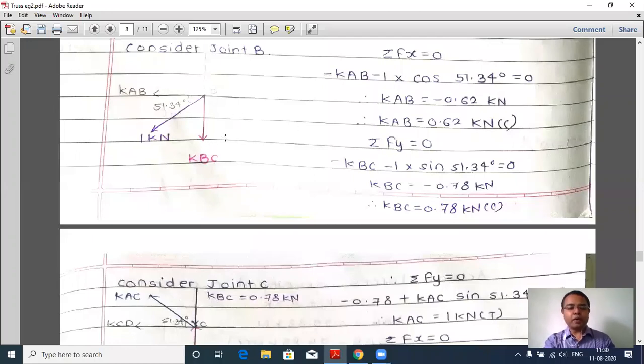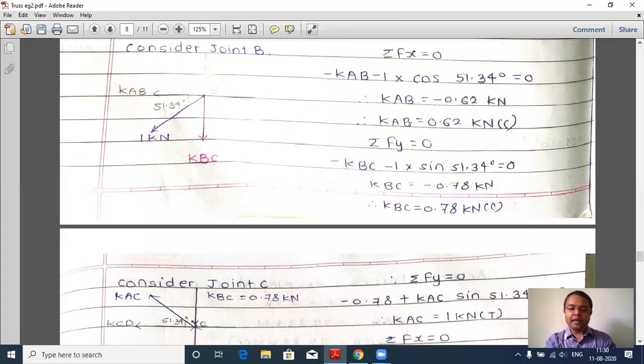To get two unknowns, we have to apply two equilibrium equations. Remember, we are in the joint method, so you can apply only two equilibrium equations: summation Fx equal to 0 and summation Fy equal to 0. Applying summation Fx equal to 0 to this joint, we get KAB as negative. Negative means the assumed direction is wrong. The magnitude is correct, but the assumed direction is wrong.